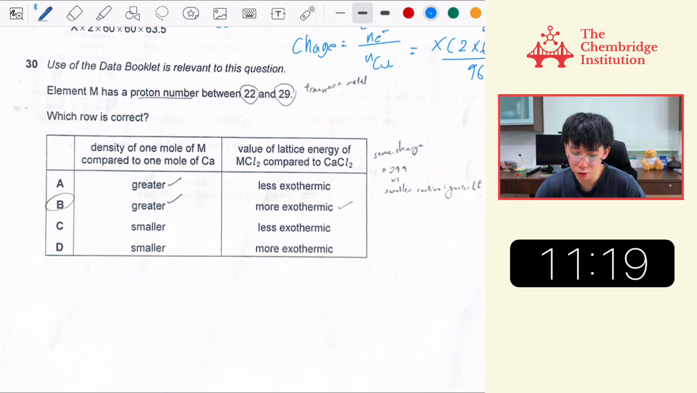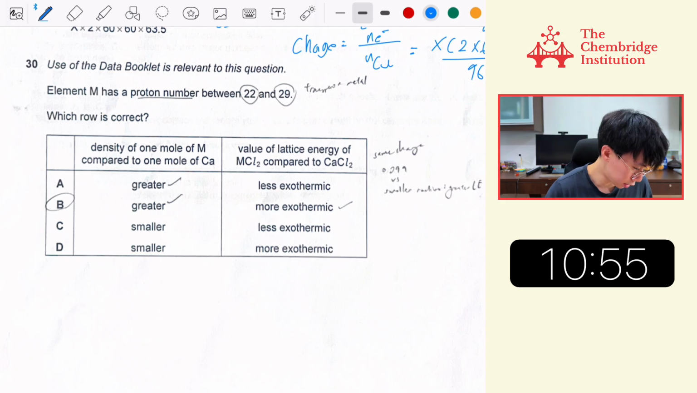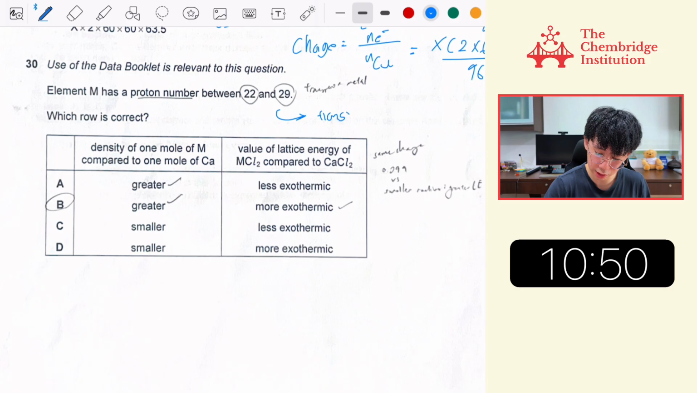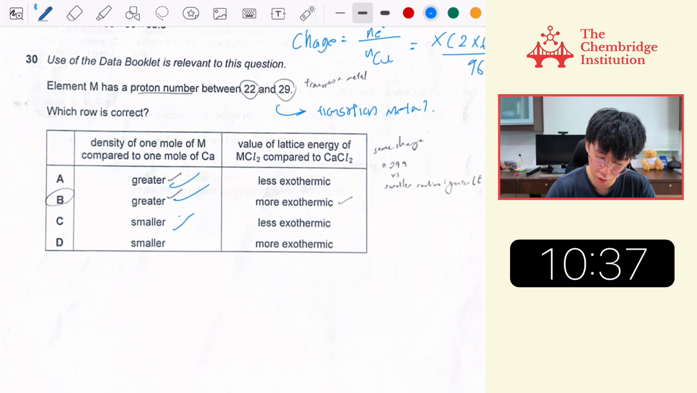Okay, next. The data booklet is relevant to this question. Element M has a proton number between 22 and 29. Which row is correct? Density of 1 mole of M compared to 1 mole of calcium. If this is between 22 and 29, then this has to be a transition metal. So the density of 1 mole of M compared to 1 mole of calcium: these are definitely denser than calcium for sure. I'll definitely not pick this.